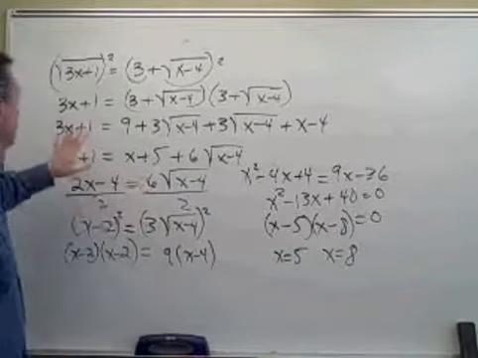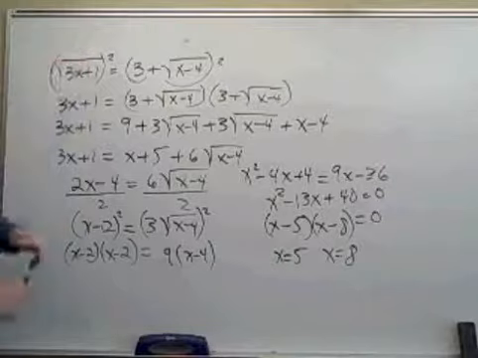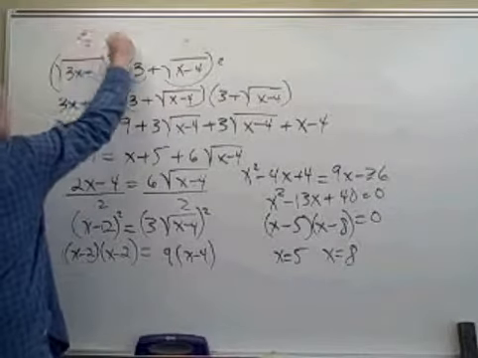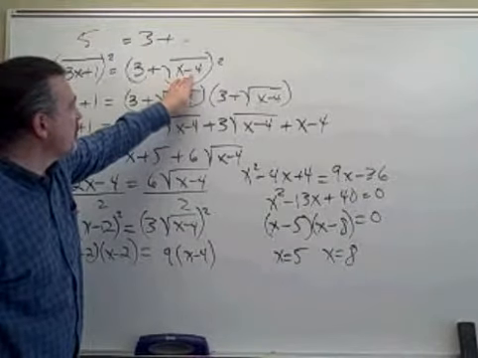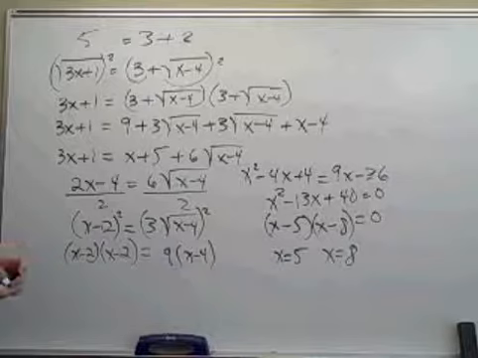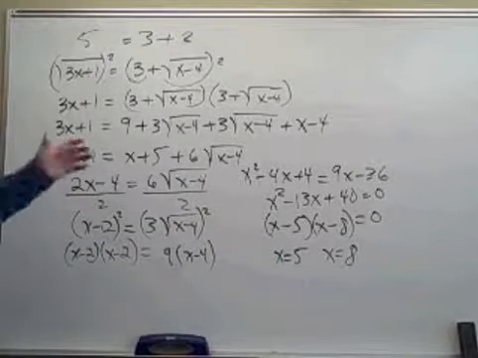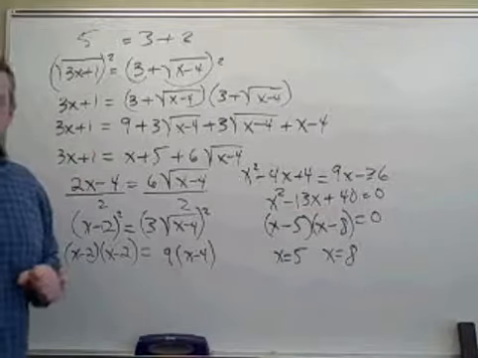Let's try 8. 3 times 8 is 24. Plus 1 is 25. Square root of 25 would be 5. 8 minus 4 is 4. Square root of 4 is 2. 8 also works. Gives me 5 on both sides of the equation. So there's our solution to this relatively complex radical equation.